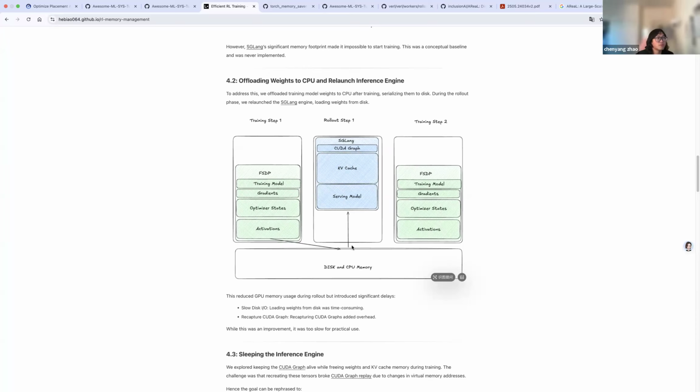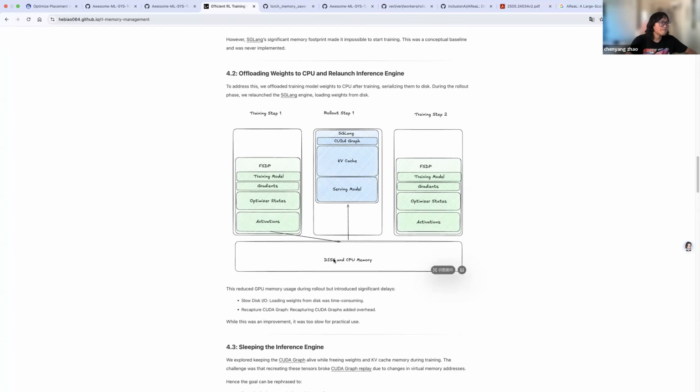We call it Torch Memory Saver. The idea is that we protect the virtual address of the KV cache and serving models. They're tensors, and each time we release and reallocate these tensors, their virtual address stays the same, but their physical memory is reallocated by the CUDA driver.